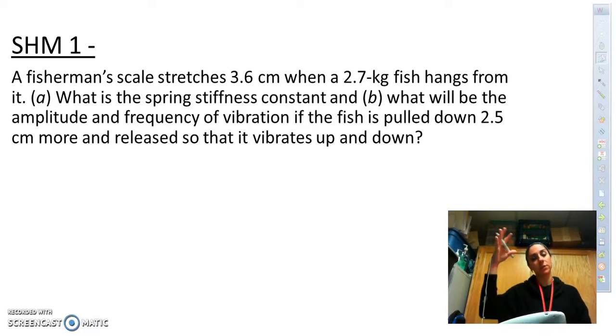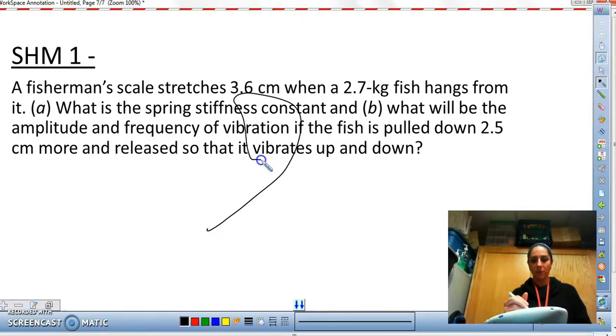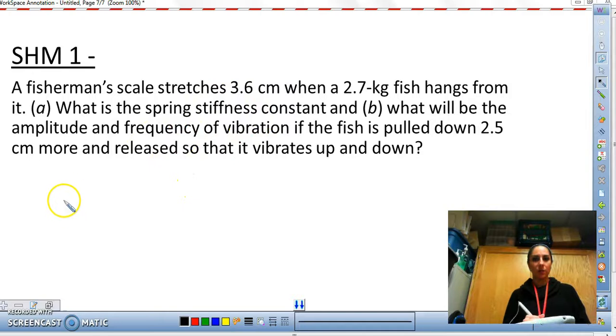Okay, so in this one we have a fisherman's scale. This is kind of like one of those scales you have at the grocery store. They're kind of being replaced by digital ones, but the ones that pull down. So we have a scale. Let's go ahead and annotate this. So we have a fisherman's scale that stretches that far when we put a fish on it.